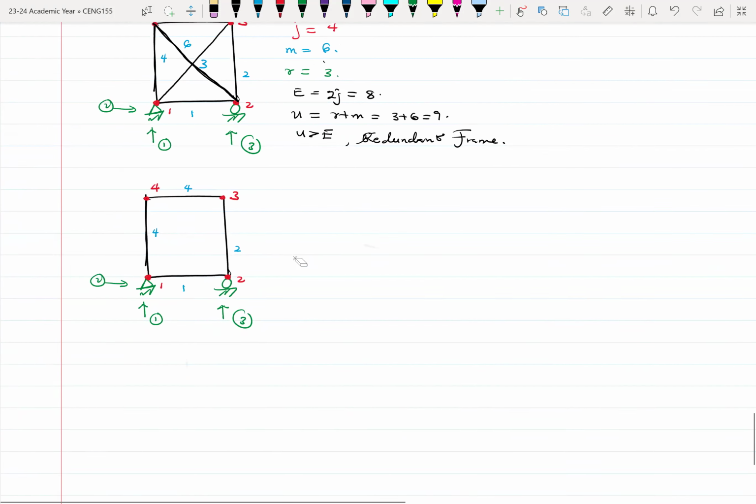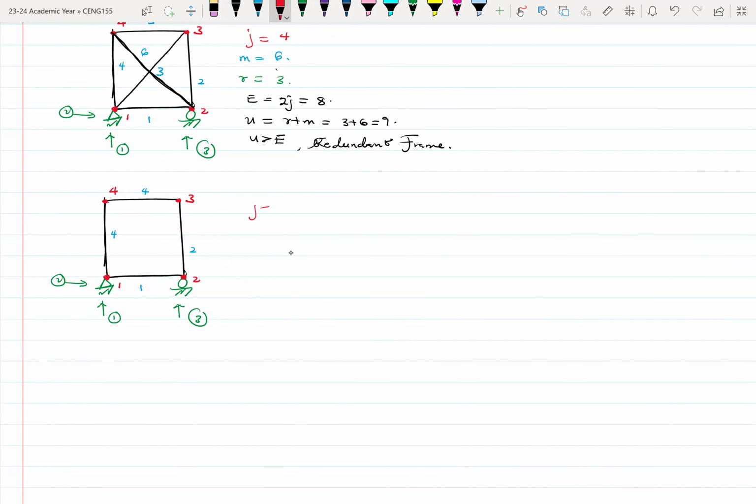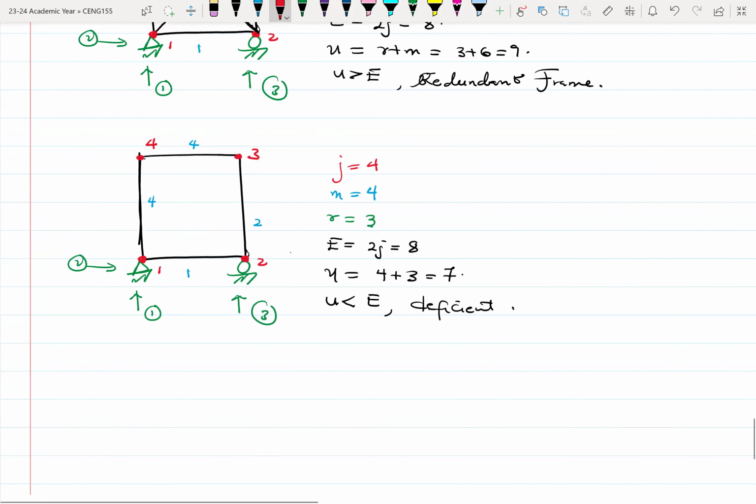Okay. So again, going back, our joint still remains 4. Now our members have reduced from 5 to 4. Our reactions are 3. So again, E is still 2 times J, which will be equal to 8. But our unknowns have now reduced to 4 plus 3, which is 7. So now U is less than E. And this makes our frame deficient. Okay. And when you assume that you apply some horizontal load to this frame, it will collapse.